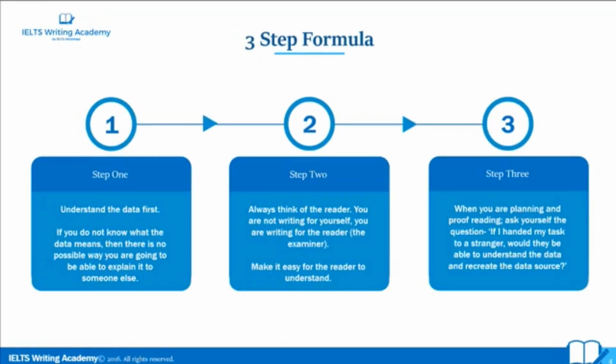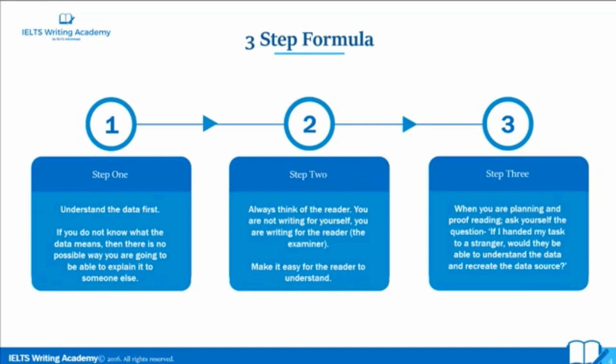This is kind of a three-step formula. I like these step formulas, so I created one for this. Step one, understand the data first. If you do not know what the data means, there's no possible way you're going to be able to explain it to someone else. So spend the first few minutes just thinking about the data and trying to understand it. If you start trying to plan, thinking what's in my overview, what should I include in my details, how do I organize my details paragraphs without actually understanding the graph, you're not going to be doing very well.